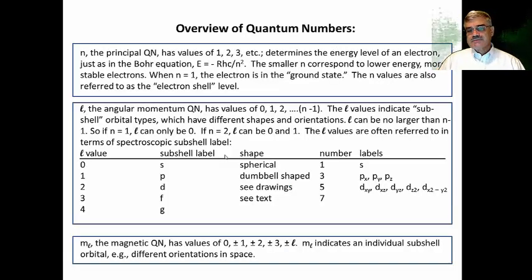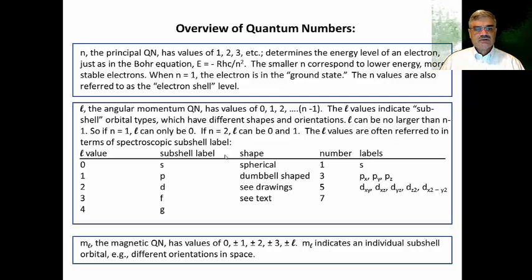n is called the principal quantum number, and it has integer values again. Again, this is the same kind of n as in the Bohr equation. Values of 1, 2, 3, 4, etc. And it determines the energy level of the electron. Remember, n equals 1 would be the lowest energy level. Then we'd have 2 and 3, 4, 5. The smaller the n corresponds to lower energy, more stable electrons. When n equals 1, we're in the ground state.